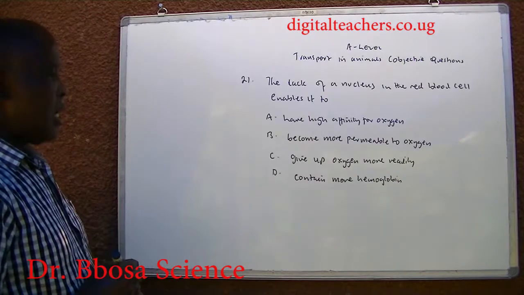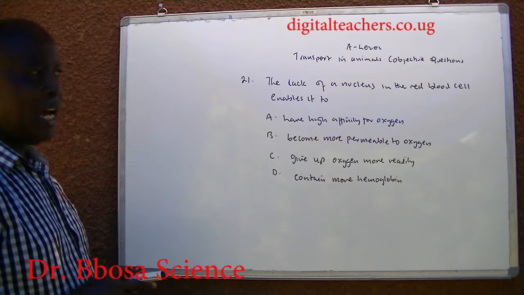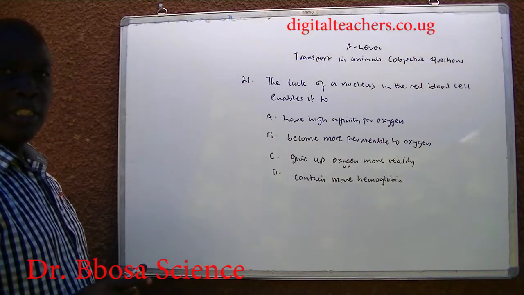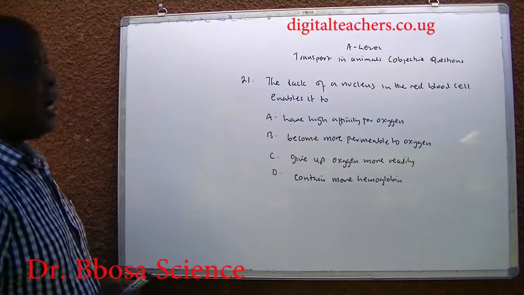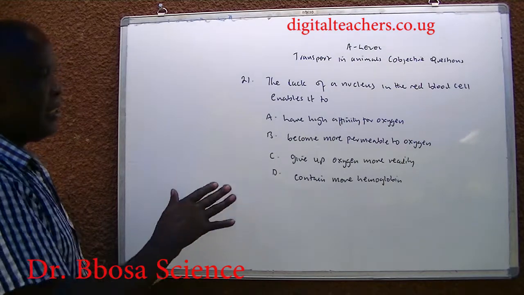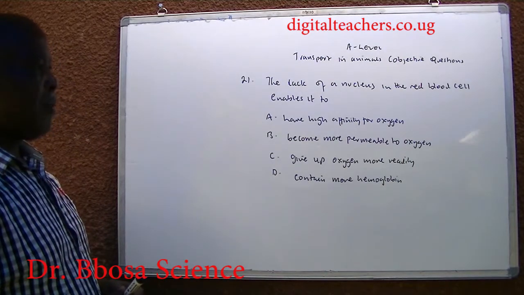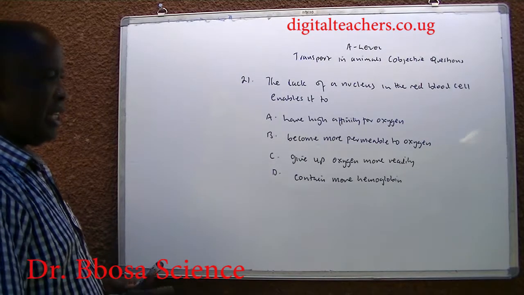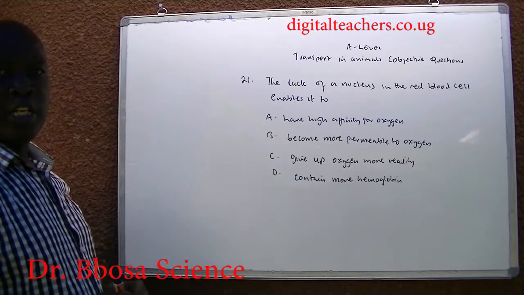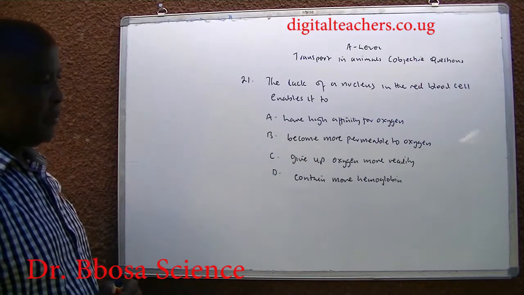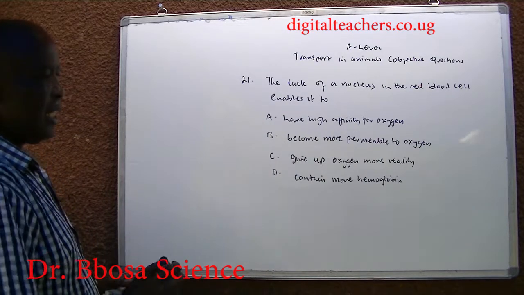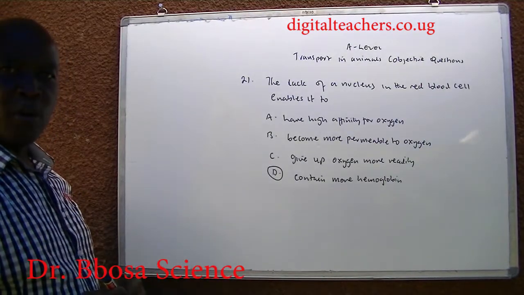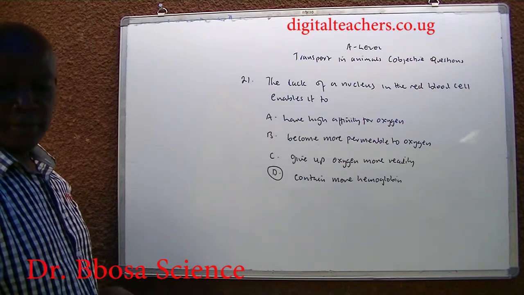Number 21. The lack of a nucleus in the red blood cell enables it to A. Have high affinity for oxygen. B. Become more permeable to oxygen. C. Give up oxygen more readily. D. Contain more hemoglobin. You can pause and answer. The answer is D. Contain more hemoglobin.